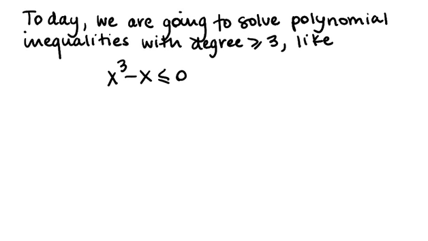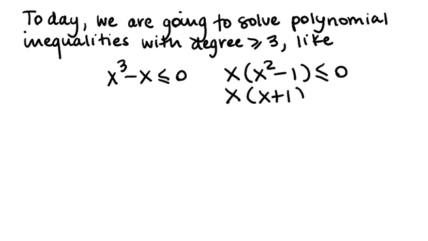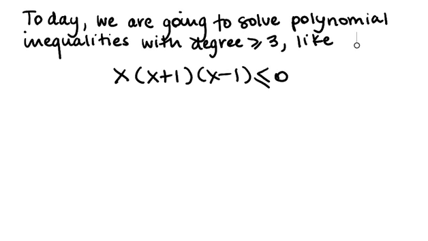There's a greatest common factor of x, and I'm left with x squared minus 1. And x squared minus 1 is factorable. So that's x plus 1 times x minus 1. So now I have x times x plus 1 times x minus 1 is less than or equal to 0. So I know what the zeros are: 0, negative 1, and positive 1. On one hand, I'll do the number line technique. So I'm subdividing my number line at the zeros of the polynomial.